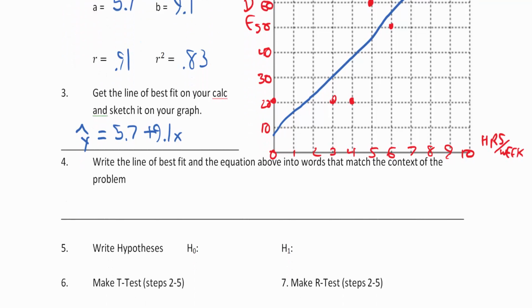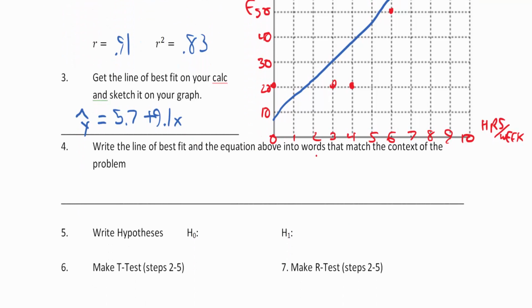Now it says write the line of best fit and the equation above into words and match the context of the problem. This is a translation problem. So I'm going to have to take this 5.7 and 9.1 and add it into context. So starting, we're going to start with the word starting. Okay, starting at 5.7. Now I need units here.